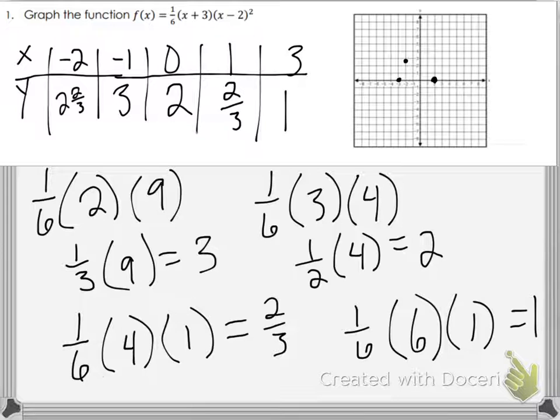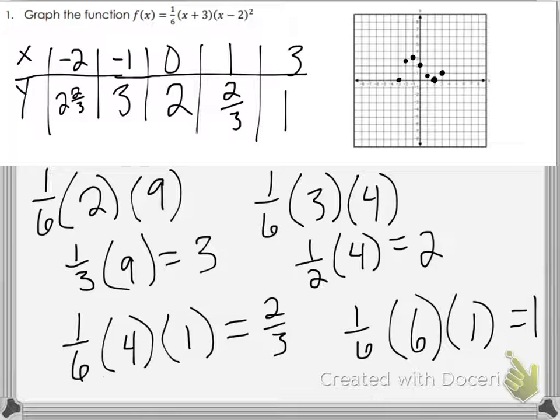Now I'm going to go left 1, up 3. Just plotting these points, graphing these points. I'm going to stay on my y-axis and just go up 2. Go right 1, up 2/3. And then right 3, up 1. Everyone see the points on there? Everyone get their points graphed? When you graph them, does it look similar to what I have? Should be pretty close.